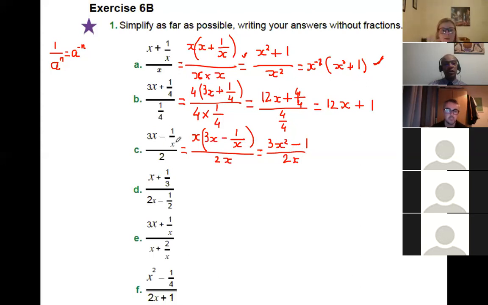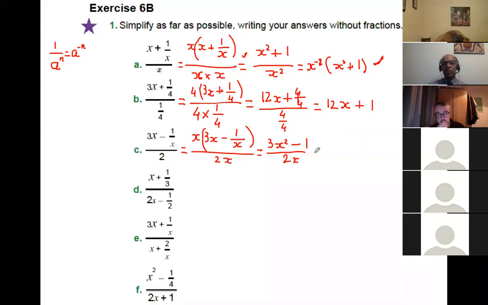Because I want to get rid of that fraction, the only way to get rid of it is to multiply. This fraction is something divided by x, so I need to multiply by x, the same way we did it here. And that's got rid of that fraction to start with.